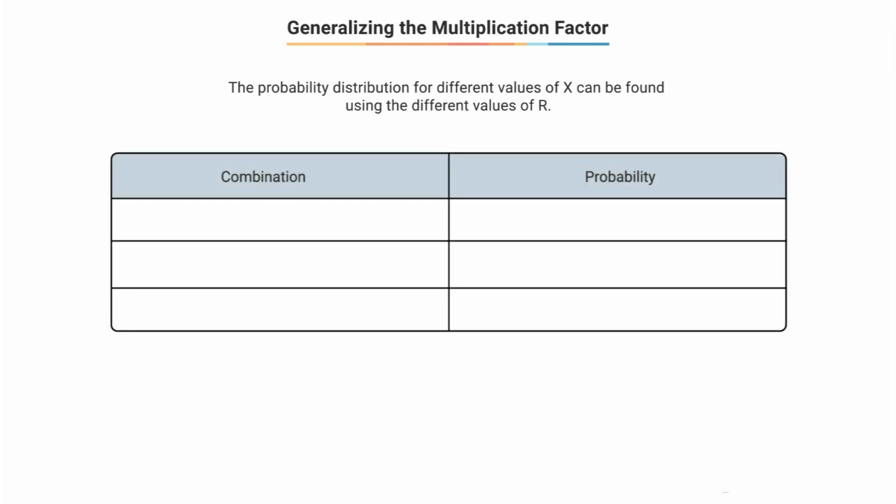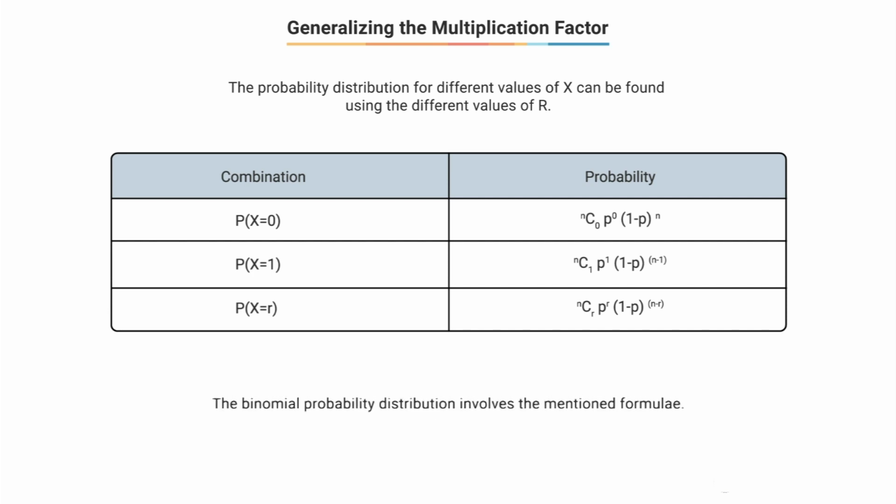For example, P(x equal to 0) would be equal to nC0 p to the power 0 into (1 minus p) raised to the power n. P(x equal to 1) would be equal to nC1 p to the power 1 into (1 minus p) raised to the power n minus 1, and so on up till P(x equal to r) would be equal to nCr p to the power r into (1 minus p) raised to the power n minus r. This probability distribution is called the binomial probability distribution.